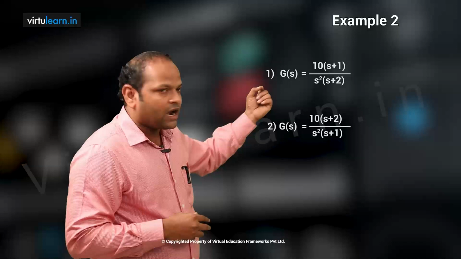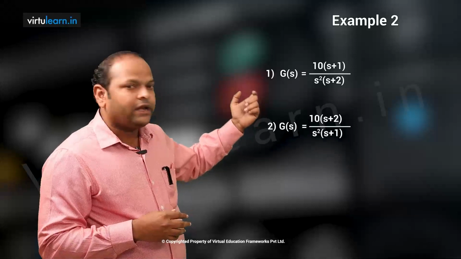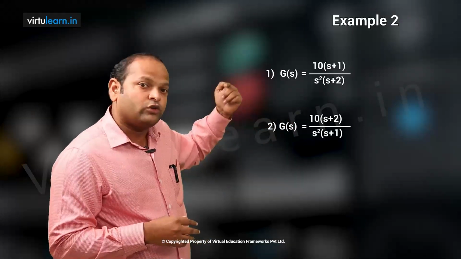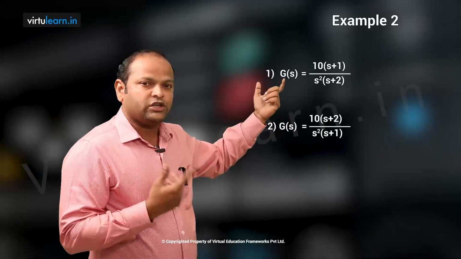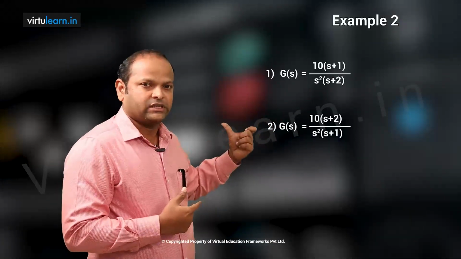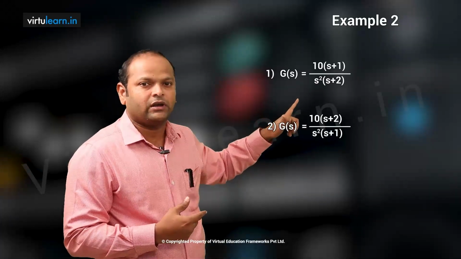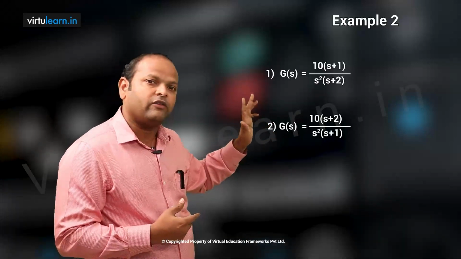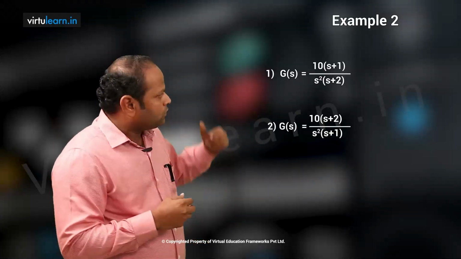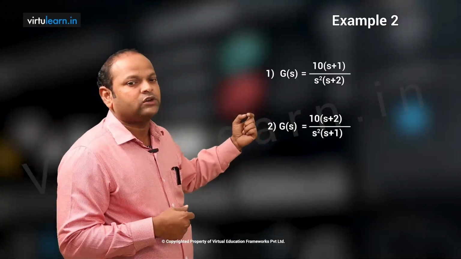When you look at these two transfer functions, there is a slight relation. What is that? The first one, 10(s + 1) divided by s square into (s + 2). So we know that the numerator roots are zeros of the G(s), denominator roots are the poles of the G(s). Now for G(s), I have 1 zero at s is equal to minus 1. There are 3 poles. Out of 3 poles, we have 2 poles at origin and 1 pole at s is equal to minus 2.